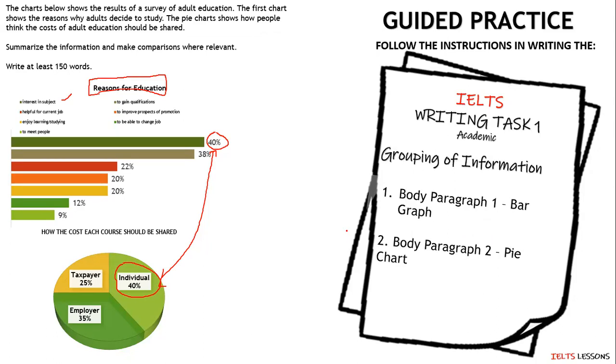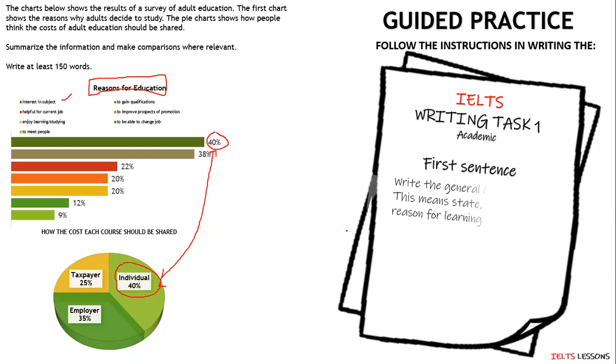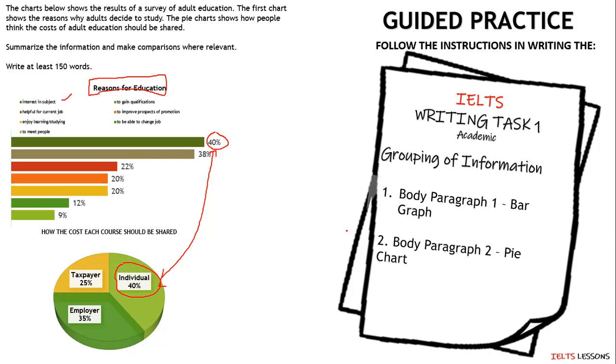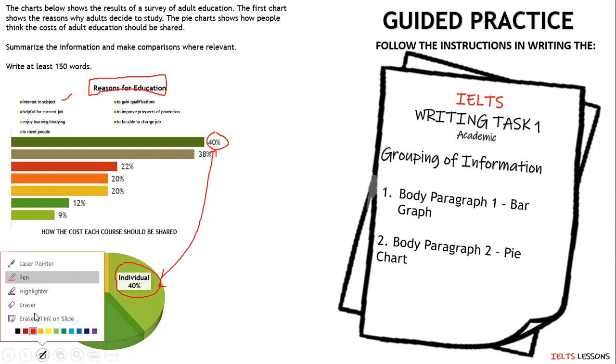Now let's move on to the grouping of information. So we have here body paragraph one, the bar graph, and body paragraph two is our pie chart, okay? So first sentence, right? Before I show the example answer. First sentence, write the general comparison. So again, our body paragraph one is a bar graph. So let us first delete, okay?